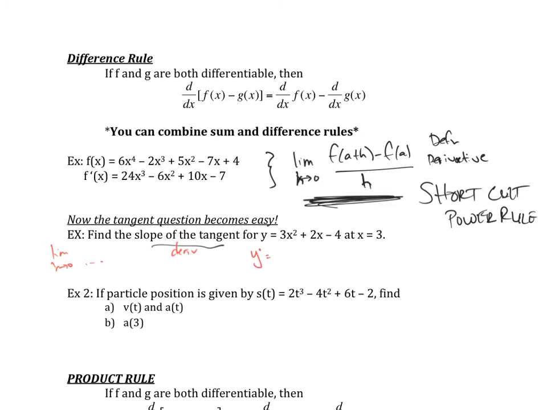Y prime becomes 6x plus 2. Where do I want this happening? At 3. So y prime of 3 is going to be 6 times 3 plus 2, which gives me 18 plus 2 is 20, and that's the slope. There you go. So the slope is 20.